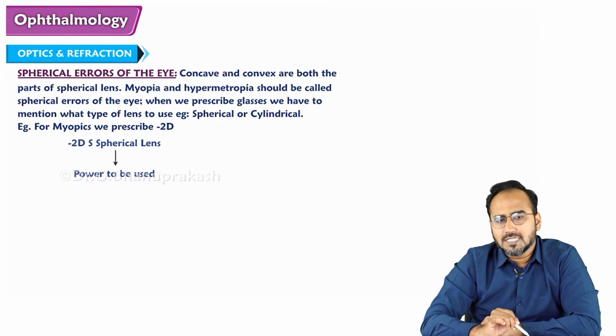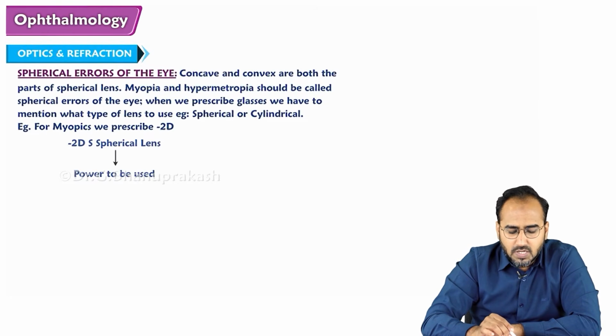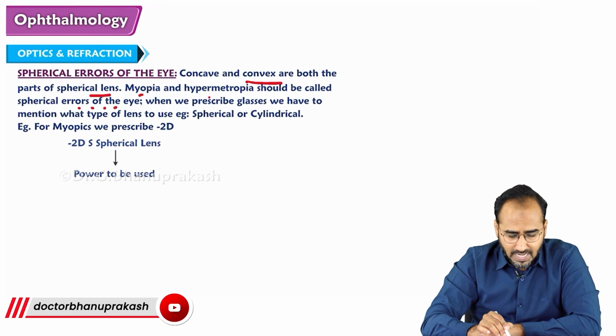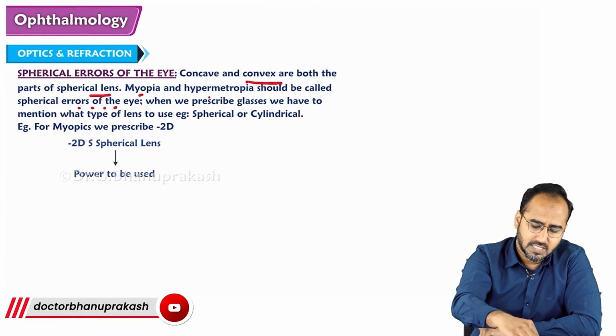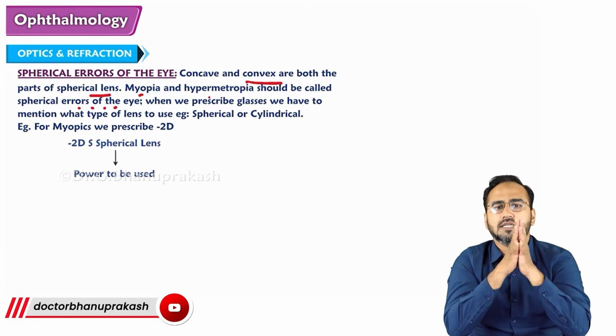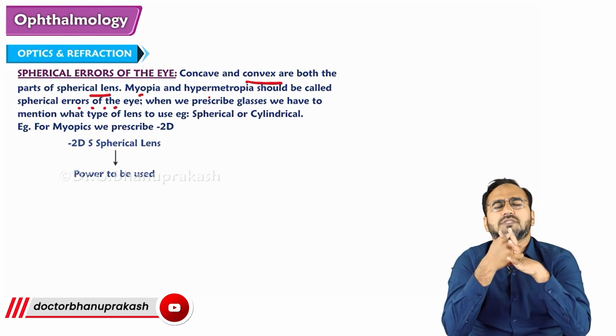Now coming to what? The spherical errors of the eye. Concave and convex both are the parts of spherical lens. Myopia and hypermetropia are usually called the spherical errors. Why? Because we prescribe glasses which are spherical or cylindrical. So anyways guys, remember we are now starting with what?